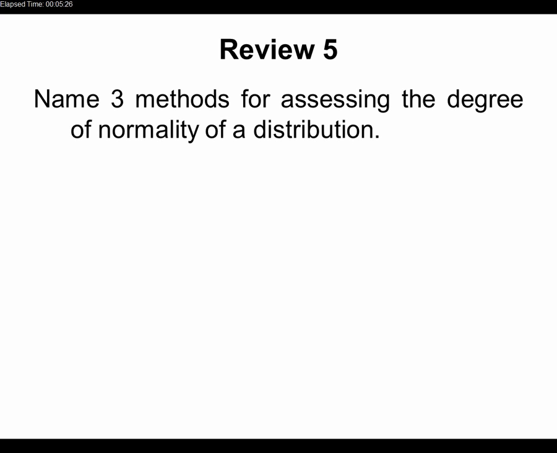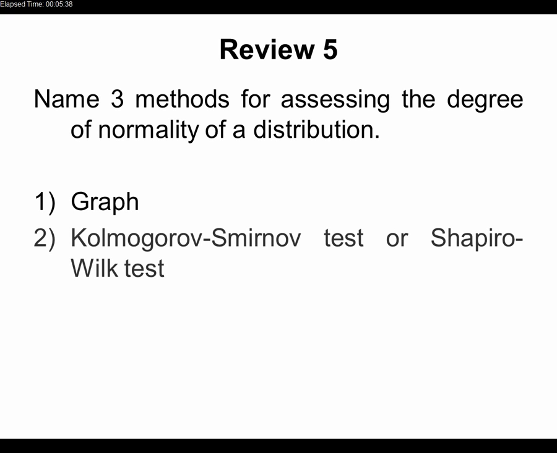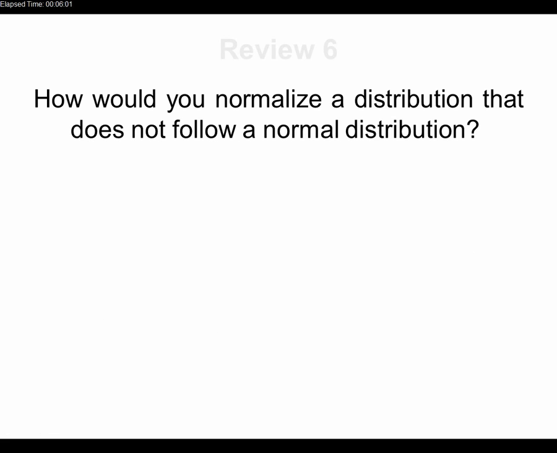What are the 3 methods for assessing the degree of normality in a distribution? You remember? We talked about it last week. A graph is one. You can take a look at it. And the second one is the Kolmogorov-Smirnov test. You remember that, Smirnov, just like the vodka. It's an easy way to remember that. Or the Shapiro-Wilk test, and SPSS is going to do those for you. And the third one that we talked about is the distribution is going to be within the realm of -2 to +2, and we talked about that last week.